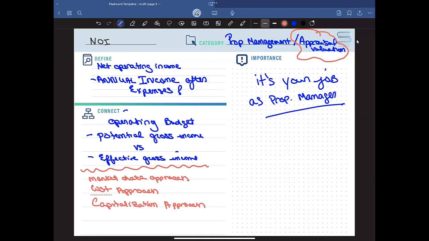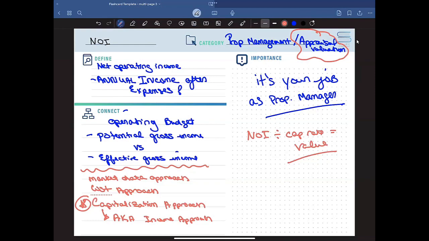Right? Because the capitalization approach is also known as, because this is the one we want, the income approach. And what word are we talking about? Income, net operating income. And so when you're doing the capitalization or the income approach, if you take your NOI and you divide it by the cap rate, that's how they find value. Boom. Drop the mic.